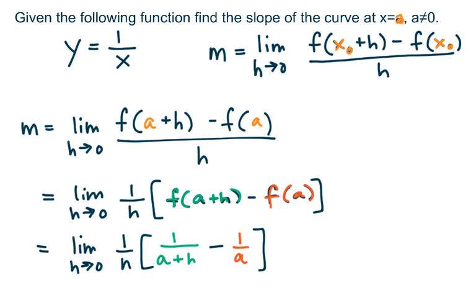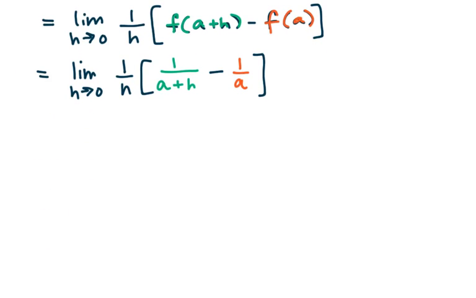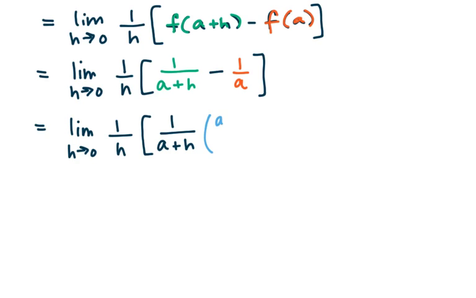All right, so at this point, we need to try and add these two rational terms together. And in order to add fractions, we need a common denominator. So I would have the limit as h approaches 0 of 1 over h. This 1 over a plus h, I'm going to take and multiply by a over a, because I'm multiplying by 1, which is always legal, minus that 1 over a, which I will then multiply by a plus h over a plus h.